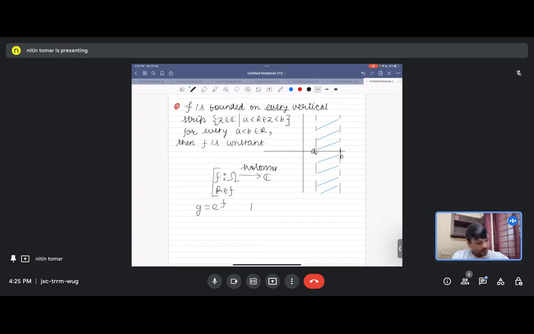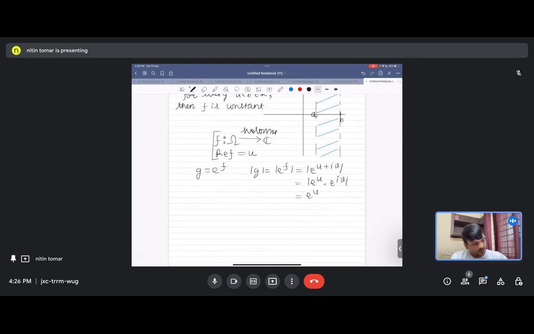You know why? Because mod g will be mod e^f, which is mod e^(u + iv), which means the real part of f is u already. And what is mod of this? It is mod e^u times e^(iv), which is e to the power u, which means e to the power real part of f. So when you consider this function e power f, the real part of f appears in the modulus of g.